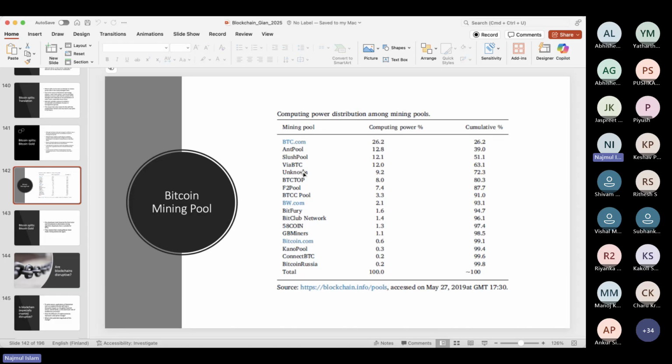So then the question is, is it really decentralized? It is decentralized by design, but because of electricity price and resource availability, these kinds of things can happen. A perfectly decentralized system can also become, to some extent, centralized.